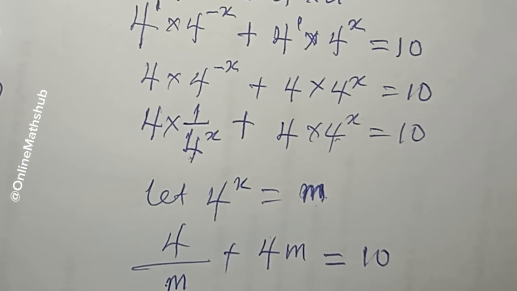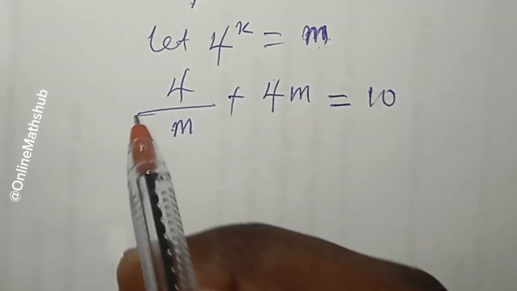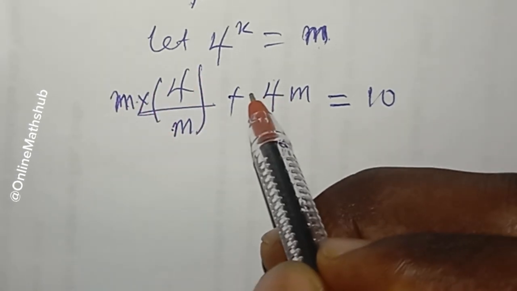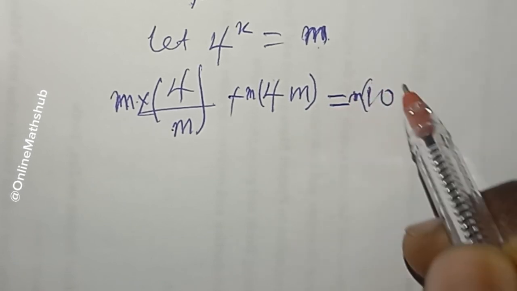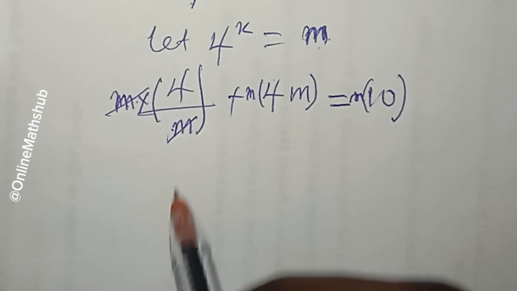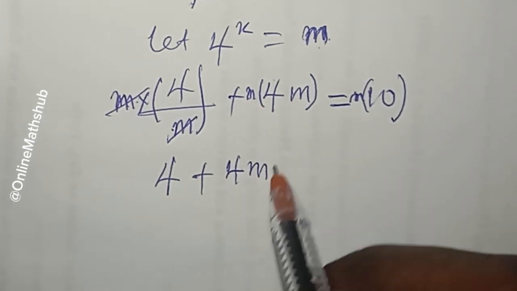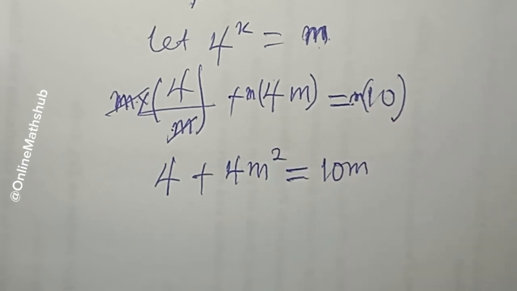The next thing I want to do is clear this fraction, and I can do that by multiplying through by m. So I multiply this by m, this one by m, and this term by m. If I do that, this m cancels, and I'm left with 4, and m times 4m gives 4m squared, equal to m times 10, which gives 10m. This is cool, and let me subtract this 10m from both sides.